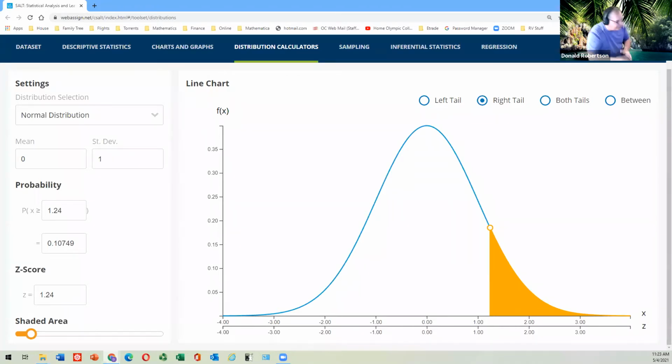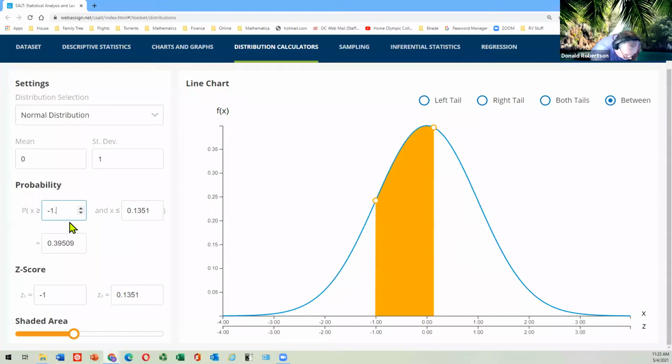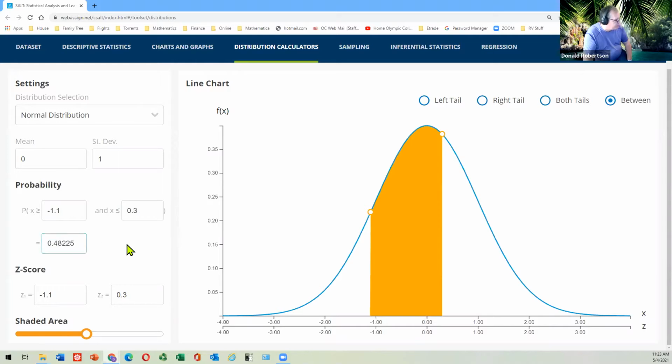I think intuitively, it's quite an easy way to figure out how to do these, isn't it? It's very visual. You've got a little picture to help you make sure you're in the right place, and you just put in the numbers. So the last one I had was between negative 1.1 and positive 0.3. And it shouldn't be a surprise that I use between. And when you get between, this thing here changes a little bit. So on one side, I have negative 1.1. And on the other side, I went up to 0.3 in the question I just did. And the answer is about 48.2%.